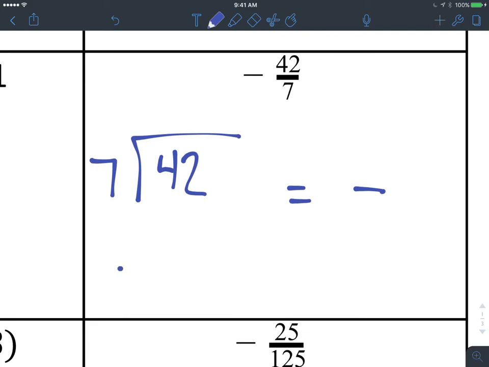Well, 7 times 1 is 7. 7 times 2 is 14. 7 times 3 is 21. 7 times 4 is 28. 7 times 5 is 35.